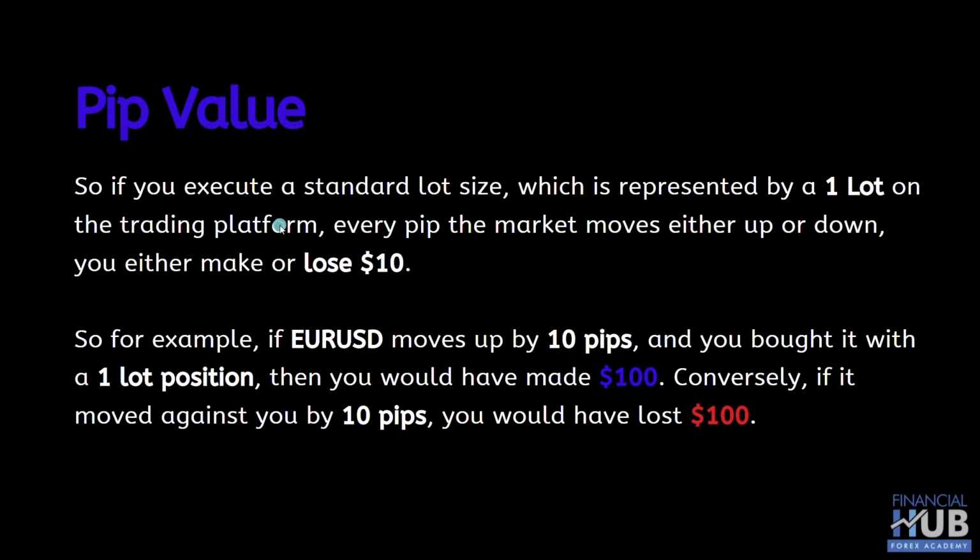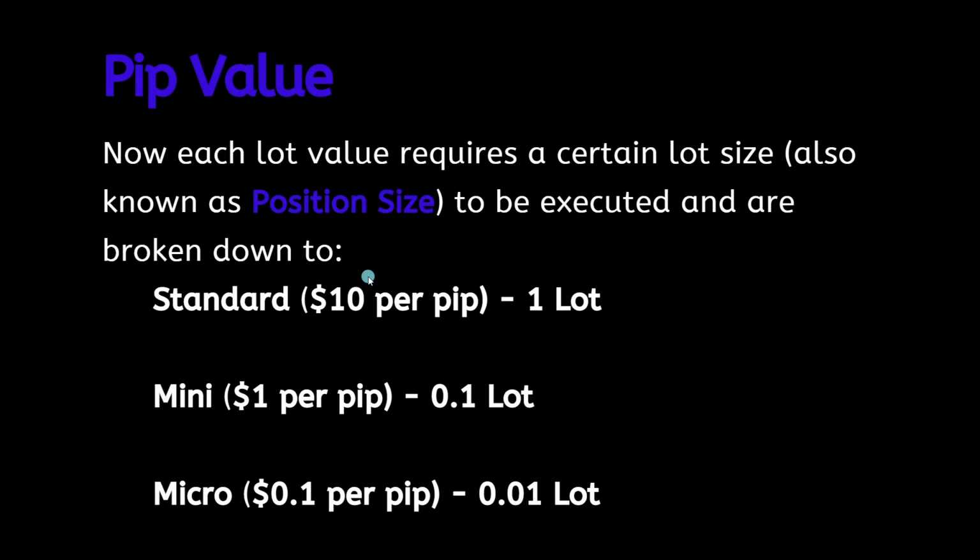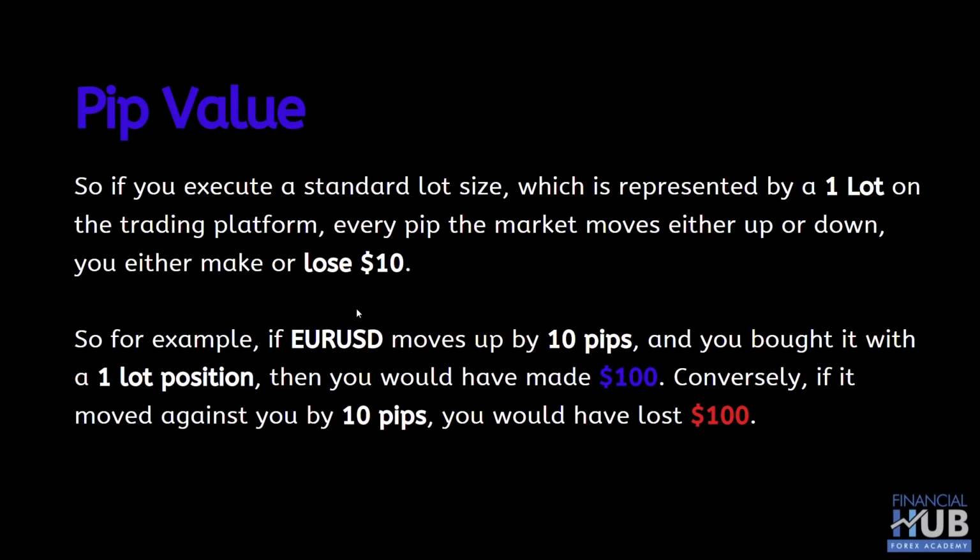So if you execute a standard lot, for example, which is represented by a one lot. If you go to your MetaTrader platform and take a one lot trade on your trading platform, every pip the market moves either up or down, you either make or lose $10. So if you go back to this slide, every one lot you take, each pip movement costs $10 per pip. Okay, so get that from the word go.